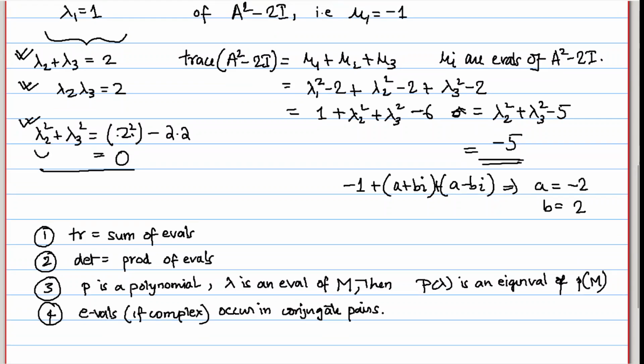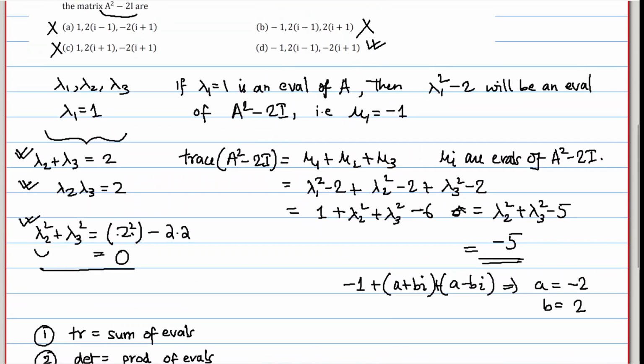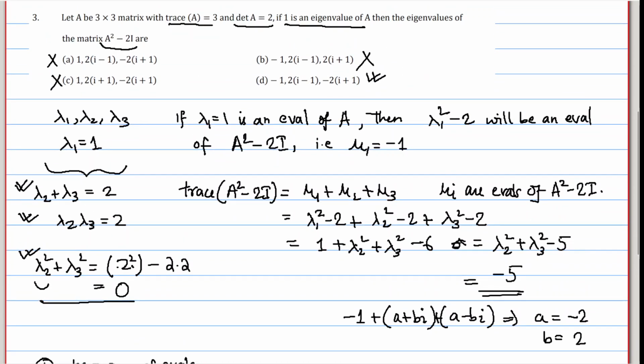So these are the results I used, right? And what did I do? I looked at the trace of this matrix. Instead of looking at each of the eigenvalues, I looked at the trace and found that the only option which corresponds to that trace is option D. That's fine.